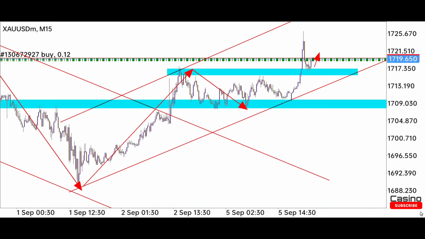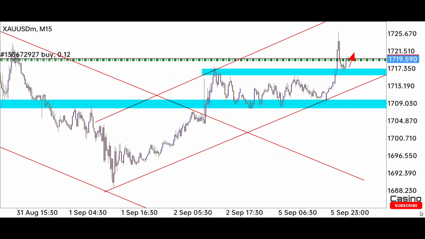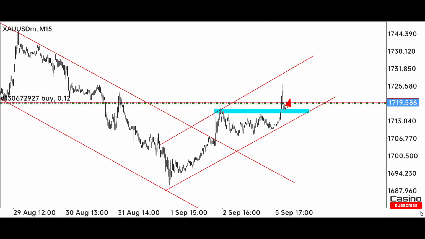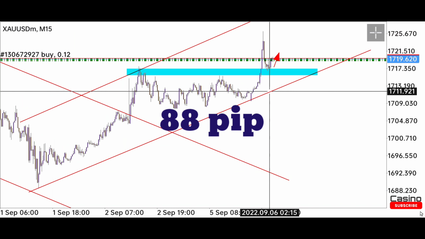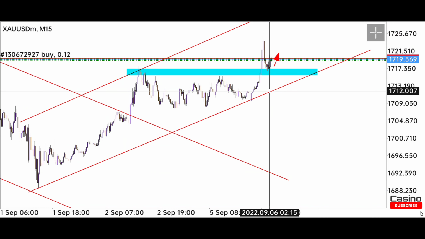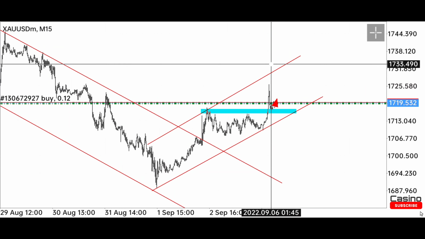Let's remove these arrow lines, they don't work anymore. Till here our analysis is complete. I put the stop loss and target point quickly. It's been a long time. My stop loss will be outside the trend line, 88 pips down. If the market breaks this trend line, we will book losses. And my target point will be 185 pips above, where the market will make a new higher high.